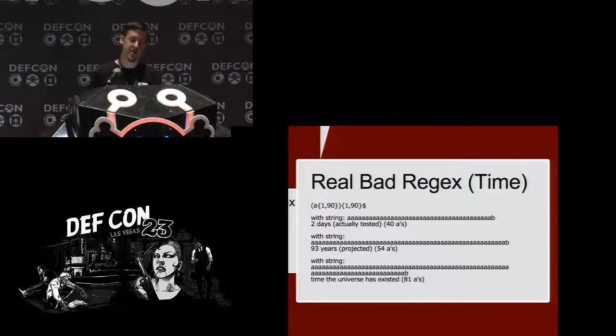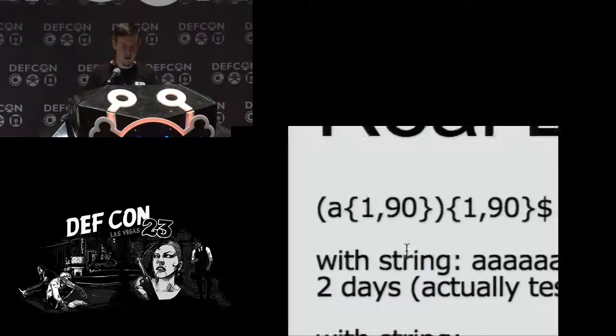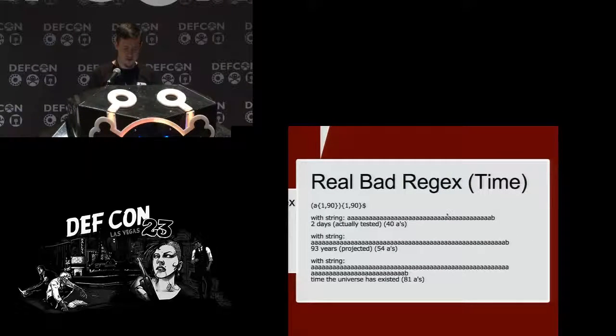And then for time ones, I mean, man, forget about it. To do really, really bad with that, I give a few examples, but I start with this kind of expression, and this is the same expression I'm going to use every time, but I use different strings. So this string with 40 A's and a B would take 2 days. And I actually tested that. That took me 2 days, right? And in theory, it really is times two each time. It's not like it trickles off. So 54 A's would take like a lifetime, and 81 A's would take the existence of the universe, based on 13, 14 billion years. It will finish. It's not an infinite loop. It will finish, but that doesn't mean much if it's going to take that long.